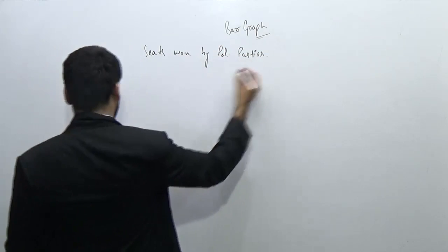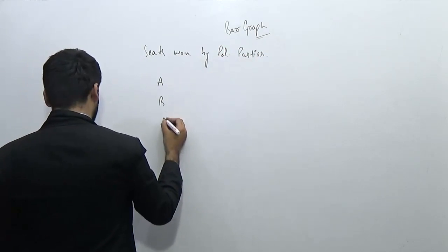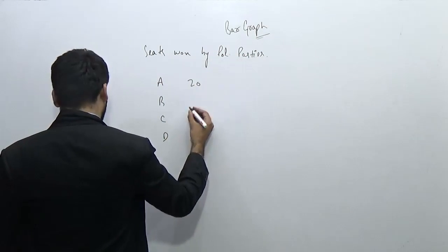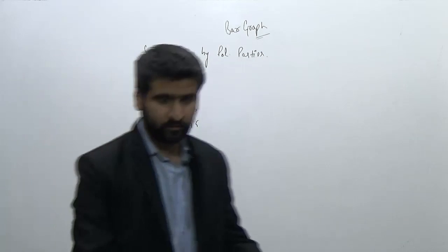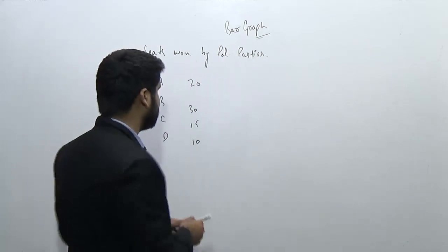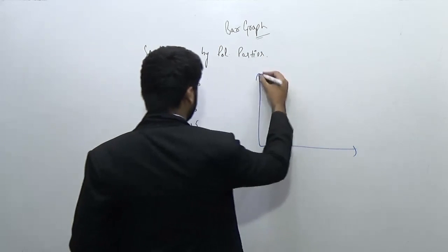The first one is party A, B, C and D. Now plot a bar graph. This is a very easy one. I will do it quickly. Let's do it quickly and solve this one. So the bar graph will be plotted like this.